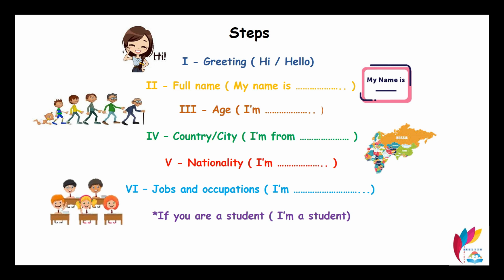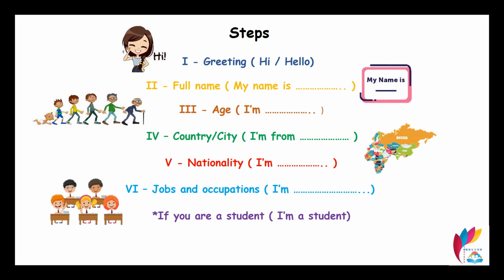So remember, number 1, greeting. Number 2, full name. Number 3, age. Number 4, country, city. Number 5, nationality. Number 6, job and occupation. And of course, don't forget, if you are a student, you don't have a job, you say only I'm a student.